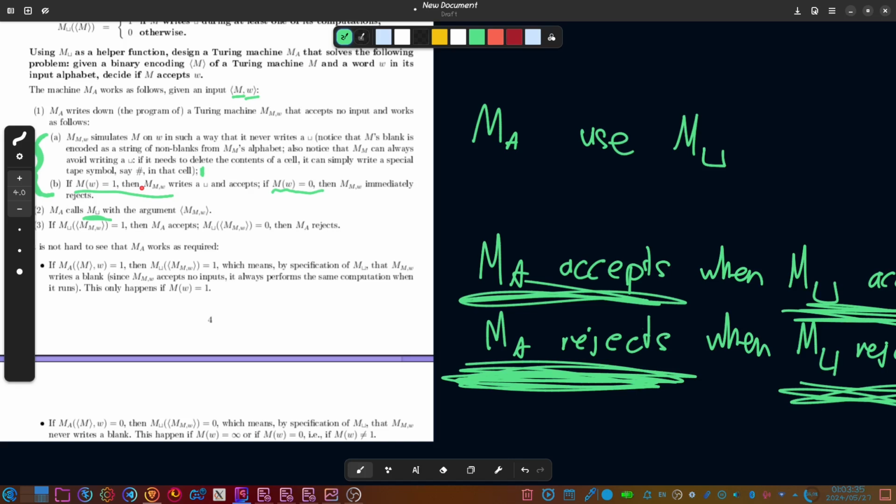Kind of convoluted, but hopefully that makes sense.